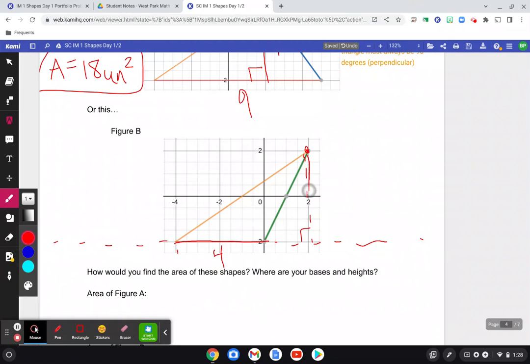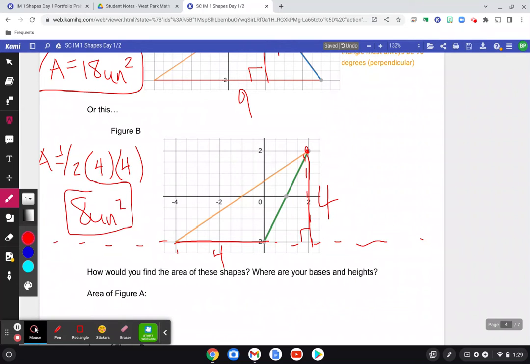So your height actually occurs on the outside of the triangle. It's a little bit funky, but your height is going to be right out here. It's going to be 4. So our area is going to be 1/2 the base of 4 times the height of 4. 4 times 4 being 16, and 1/2 of 16 is 8 square units for our area. Okay.